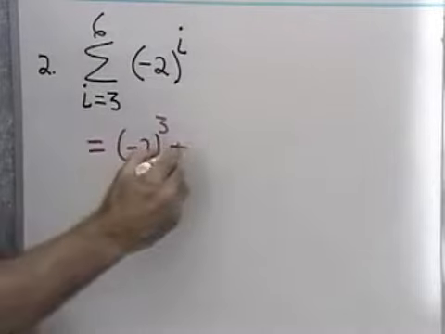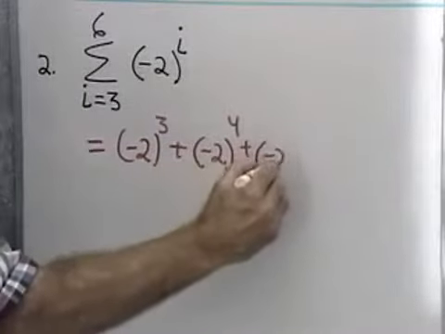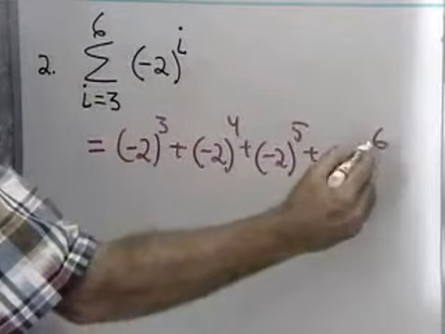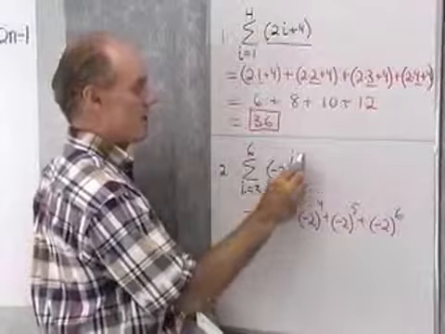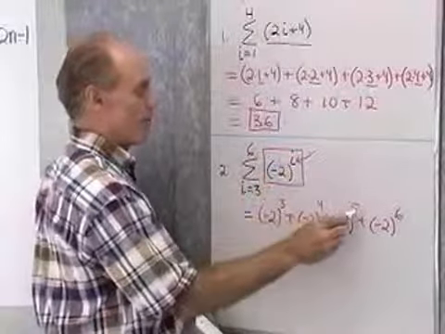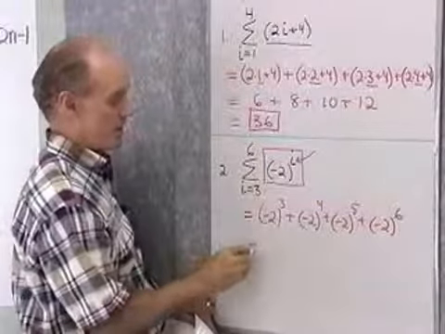Negative 2 to the 3 plus negative 2 to the 4 plus negative 2 to the 5 plus negative 2 to the 6. I just used the formula exactly the way it's given, replacing i with 3, 4, 5, and then 6, and then adding those terms together. So what do we have?